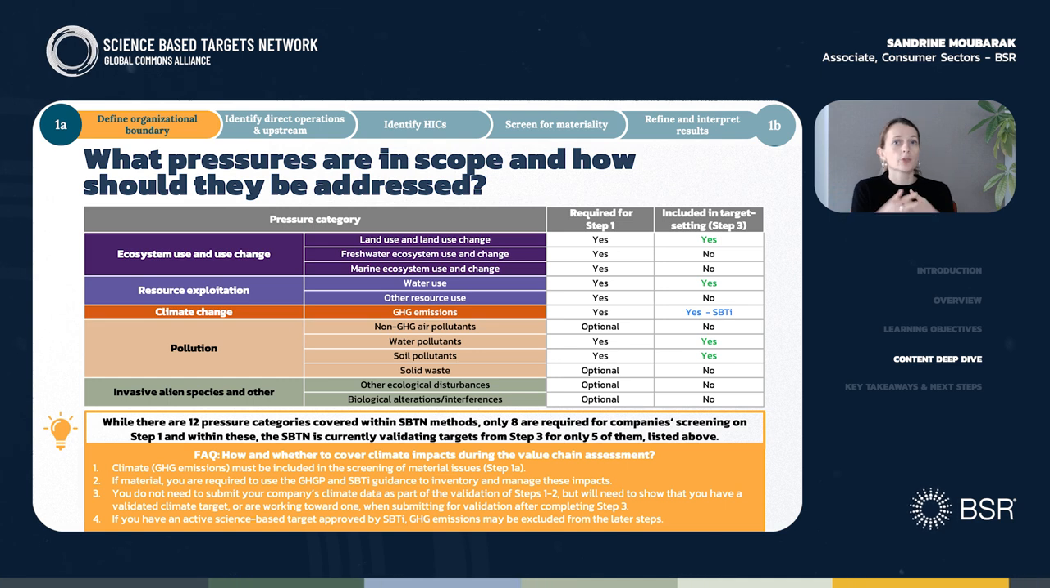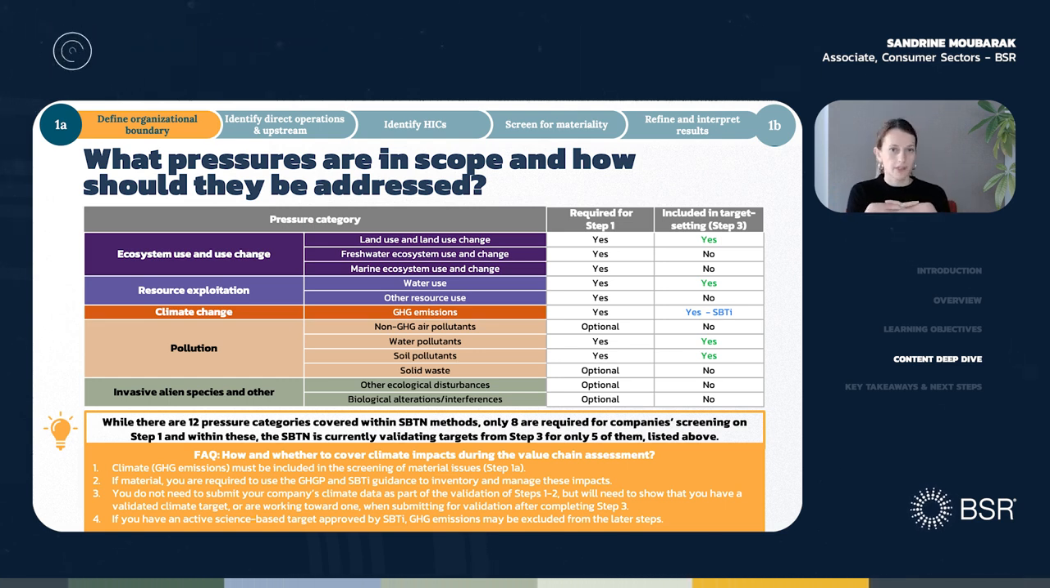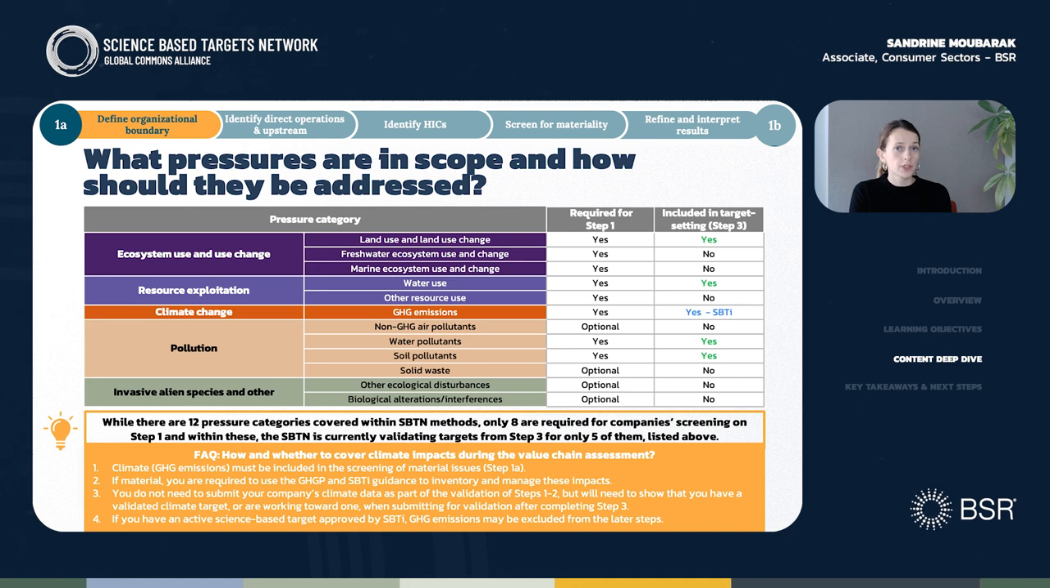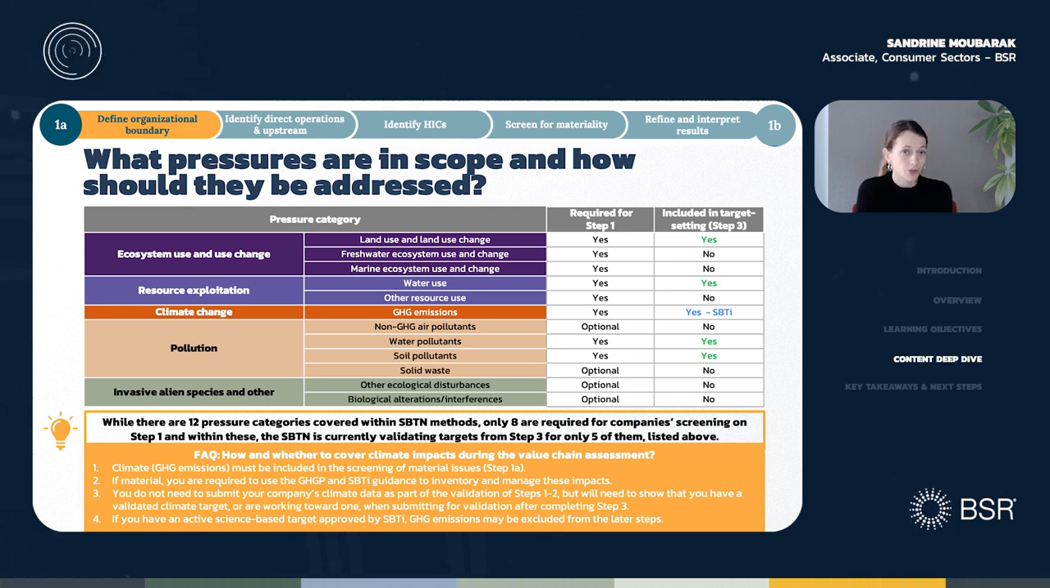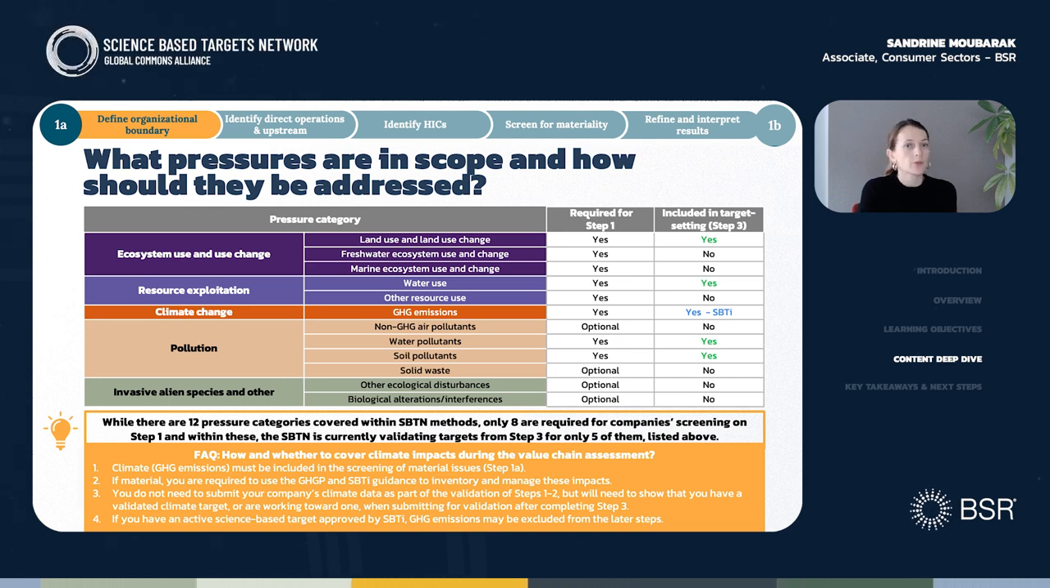Let's now look into the pressures that are going to be in scope for the assessment. According to the Intergovernmental Platform on Biodiversity and Ecosystem Services, IPBES, there are 5 direct drivers that contribute most to the loss of nature globally. These are land and sea use change, direct exploitation of organisms, climate change, pollution, and invasion of alien species. These 5 direct drivers from the IPBES are equivalent to 12 pressure categories defined by SBTN in alignment with ENCORE, and which you can see on the table here.